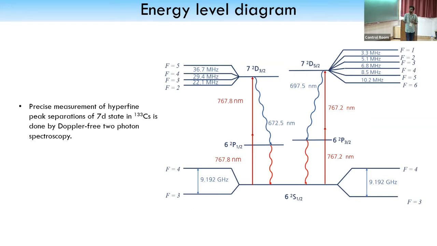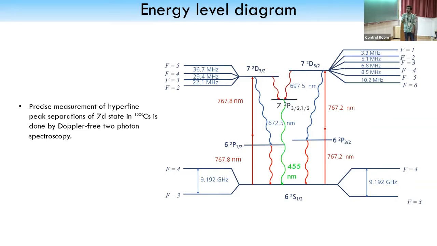This 6S to 7D transition is not dipole allowed by a single photon, so we use a two-photon transition. The cesium atom absorbs two photons of wavelength around 767 nanometers and gets excited to these 7D states. Then it decays back to the ground state by emission of fluorescence. So we detect the fluorescence at 672.5 nanometers for the 7D3/2 excited state and 697.5 for the 7D5/2 excited state. And from the fluorescence we observe the spectrum.